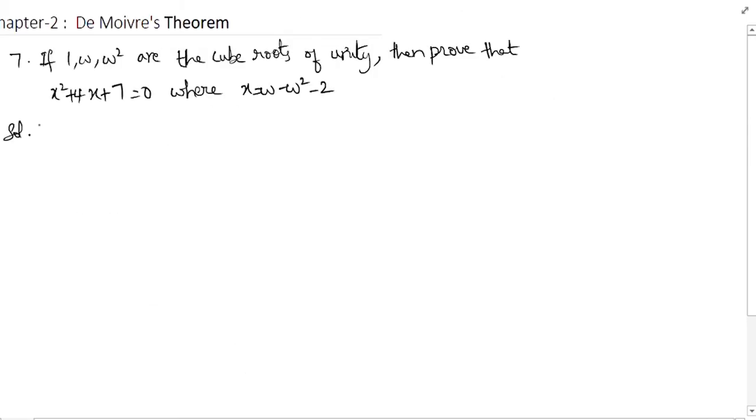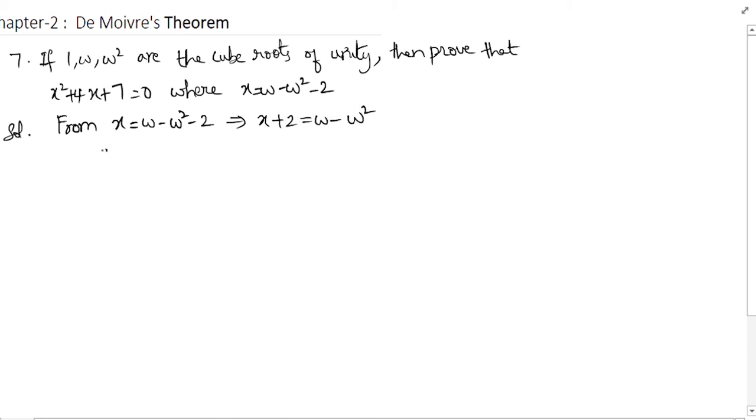Now we will move on to the 7th question. If 1, omega and omega square are the cube roots of unity, then prove that x square plus 4x plus 7 is equal to 0, where x is equal to omega minus omega square minus 2. Okay, now we'll find the solution for this. So from x is equal to omega minus omega square minus 2, we can write this as x plus 2 is equal to omega minus omega square.